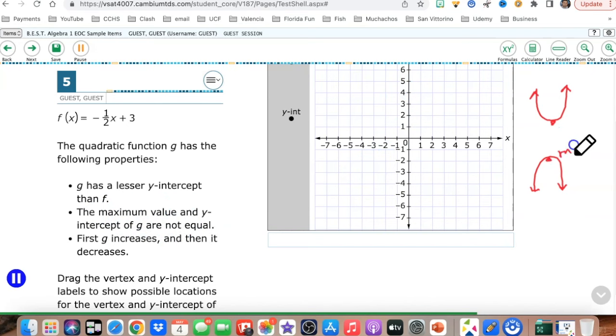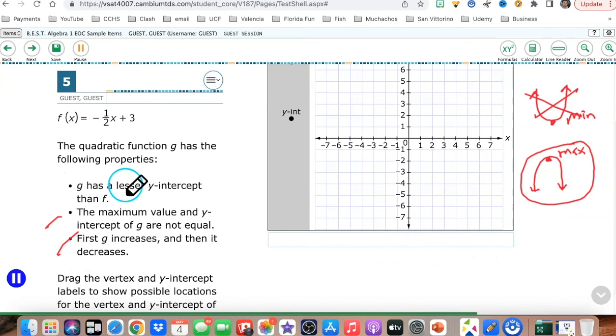This one is a maximum value, right? When my parabola is opening down, this is a maximum. If my parabola is opening up, this is a minimum value. Okay? We're talking about maximum. Therefore, we're not using this, we're using this function. First, g increases and then it decreases. Look, it increases, is going up, and then decreases. So this is the type of function that we're looking for, the quadratic. Excellent.